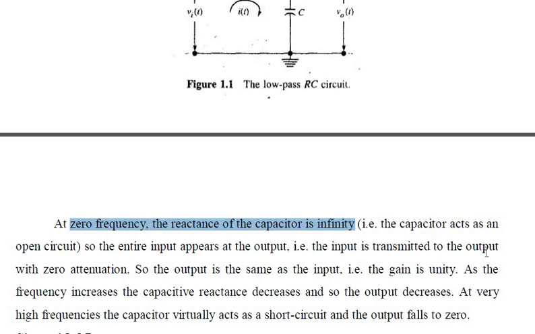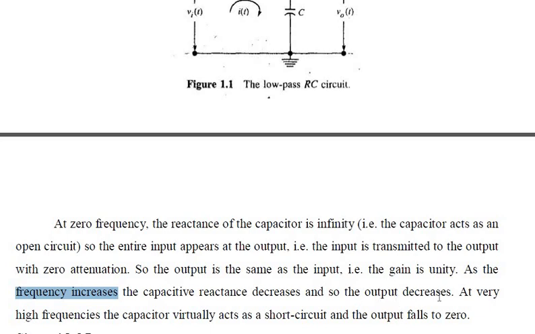So the input is transmitted to the output with zero attenuation, meaning there is no change in the output. Whatever input we have given, that same output will appear at the output side. At zero frequency, the output will be the same as the input, and the gain will be unity, that is A equals 1. At f equals 0, your gain A equals 1, meaning the output is the same as the input. Now as I increase the frequency, the capacitor reactance decreases.